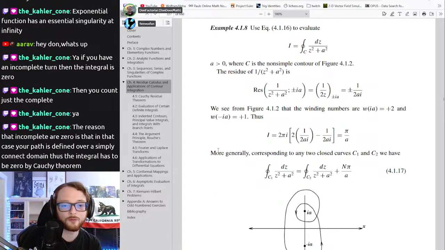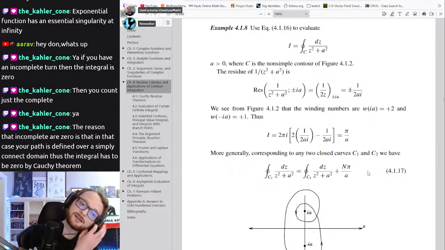They say the same thing more generally for any two closed curves C1 and C2. This seems way too general of a statement. Yeah, no, that's what I'm saying. When I first read that, I didn't understand it, but they're still inside example 4.18 at that point, still talking about that particular integral. It's just that you could break that contour into two different curves, I guess, and the difference between them has to be some integer multiple of pi over a.